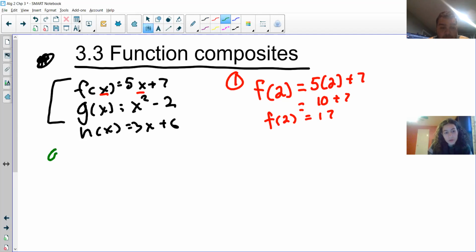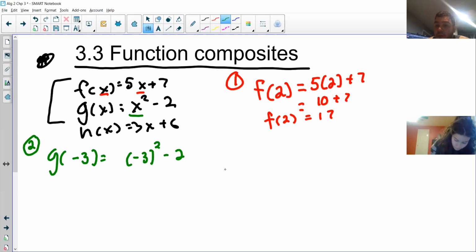Another example, g of -3. Example number 2 here. G of -3 means every x I see gets replaced with a -3. Now this is x squared, so it's going to be replaced by -3 squared. Keep in mind, if you remember a long time ago, we did substitution with systems of equations. It's the same concept. We're substituting the x for something else.